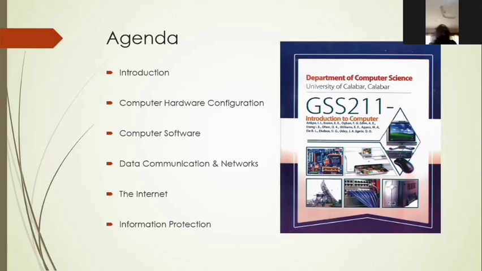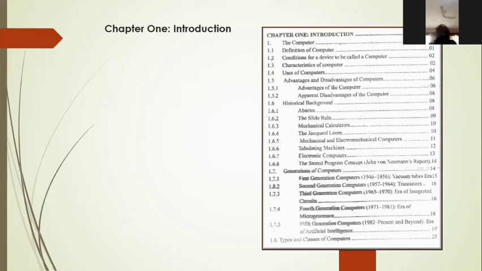Now in chapter 1, we are going to be looking at the types and classes of computers. Now, if you open your book, the table of contents, the picture is over there, and that's what I'm actually trying to address us with now. The first thing that we'll look at is the types and classes of computers. Then we'll look at the historical background of the computer, whereby we'll start talking about the abacus, the slide rule, the mechanical calculators, Jacquard loom, and the rest.